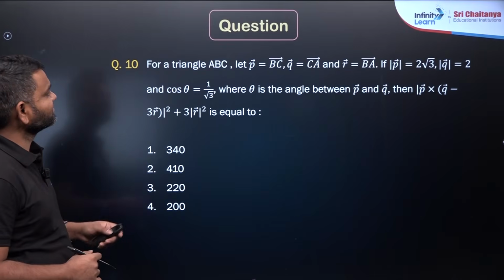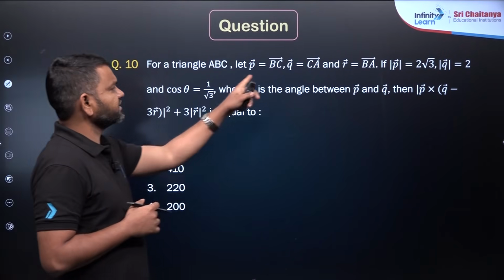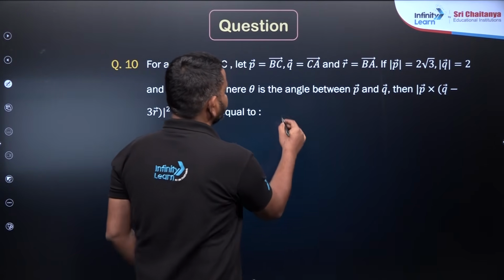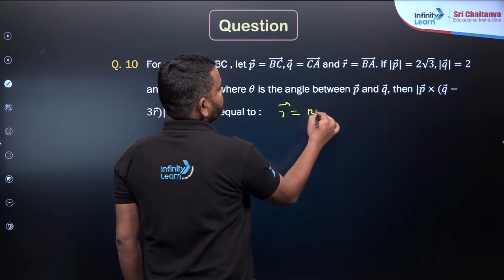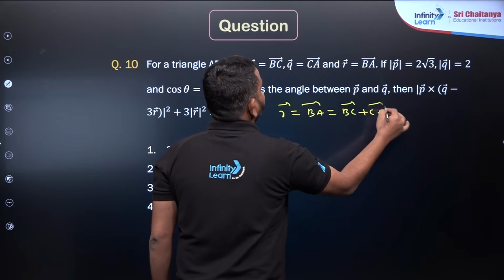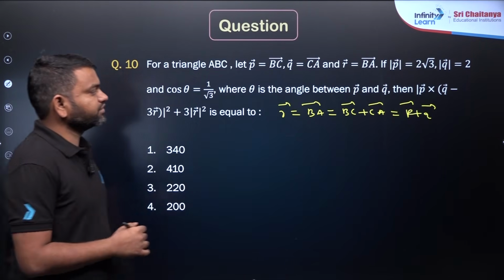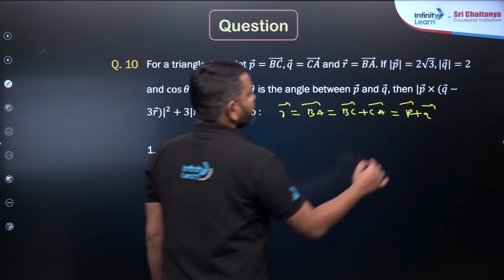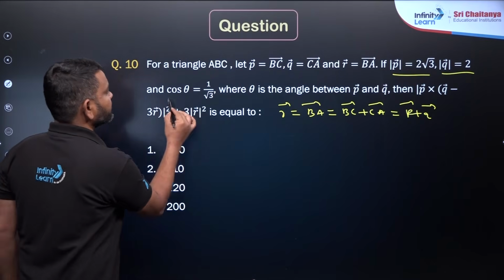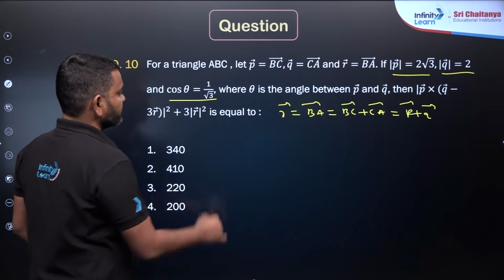Next, you have given that in a triangle ABC, P is BC, Q is CA, R is BA. So can we write R is equal to BA? Can I write it as BC plus CA? This is nothing but P plus Q. If it is P plus Q given to you already, then we have P and Q values. Cos theta they have given. If cos theta is given, sin theta we can find easily. And then they ask to find out something there.